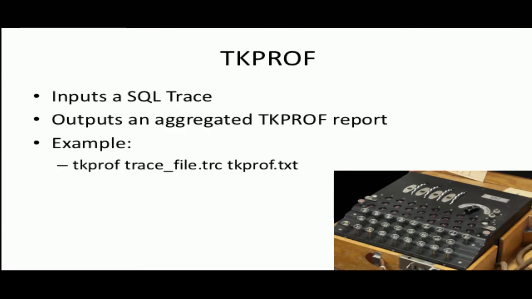With TKPROF, you run it this way: pass the name of the trace file and the name of the output that you want. The syntax is very simple: just say TKPROF, input, output. That's it. All it does is take the trace file and summarize it. The trace file is created in such a way that it's parsable. Event 10046 is designed to create a file that you can parse.